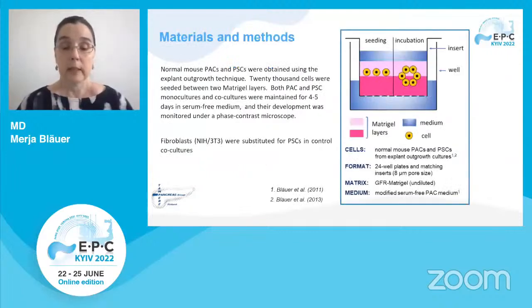Here you can see a schematic illustration of the sandwich culture setting. We used normal mouse acinar and stellate cells that were obtained using the explant outgrowth technique. 20,000 cells were seeded between two matrix layers. Both acinar and stellate cell monocultures and co-cultures were maintained for 4 to 5 days in serum-free medium, and their development was monitored under a phase contrast microscope. In control co-cultures, fibroblasts were substituted for stellate cells.